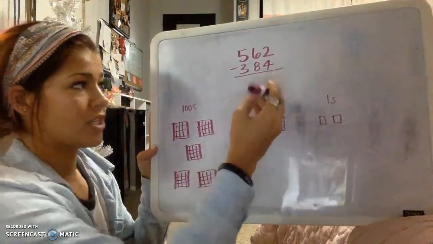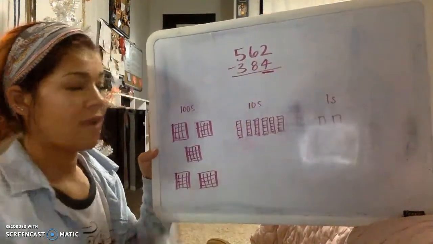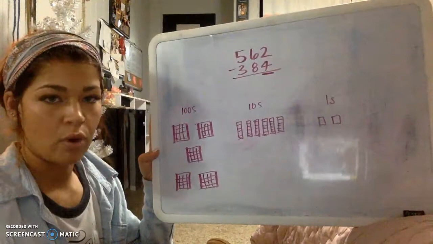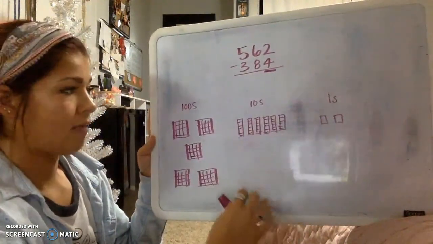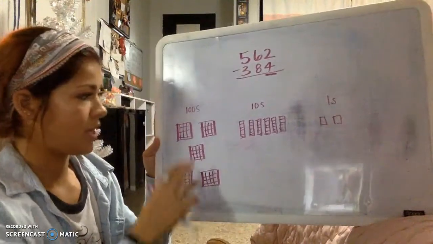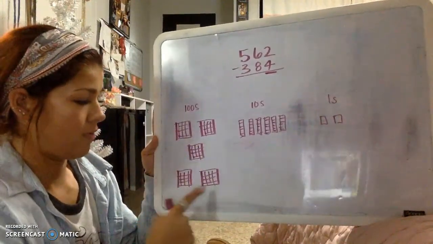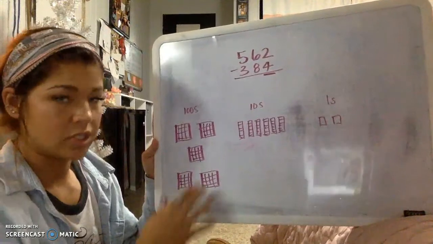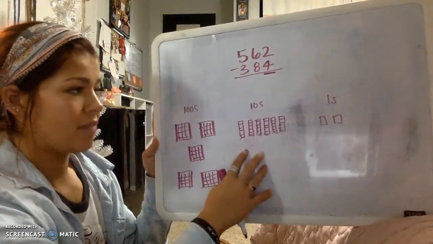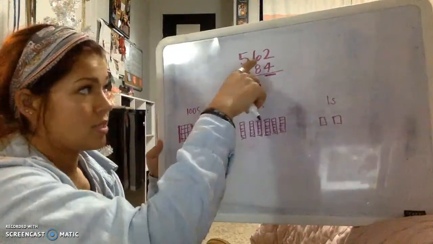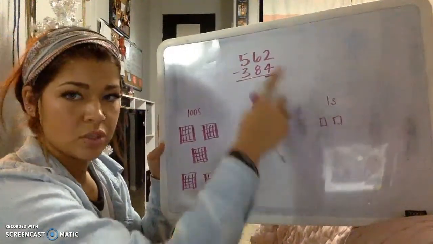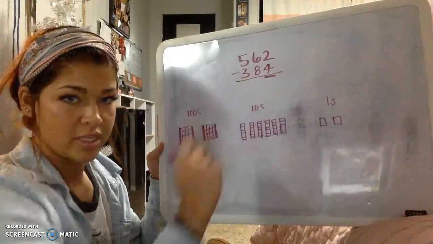So with that being said, we're going to start in the ones place right here. We have 562 take away 384. We're going to start on the ones first. And right down here, I have my base blocks, and what they're representing, this is hundreds. So we have 1, 2, 3, 4, 5, so we have 5 100s or 500. Here we have tens. We have 1, 2, 3, 4, 5, 6, or 6 tens or 60 here. And we have 2 ones or 2 right here, 562.